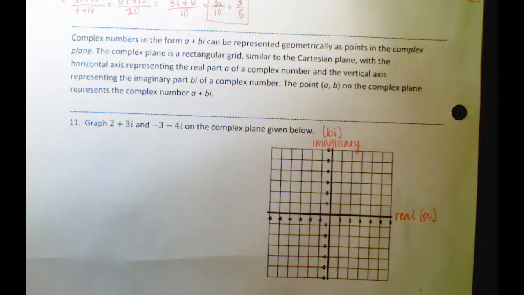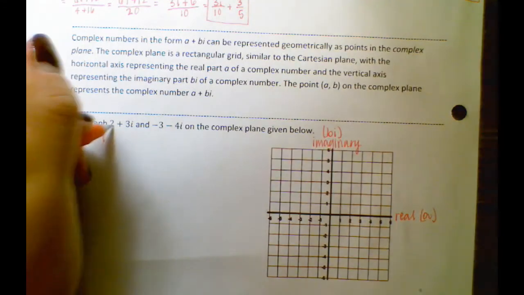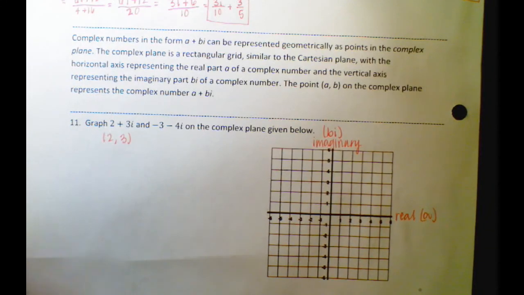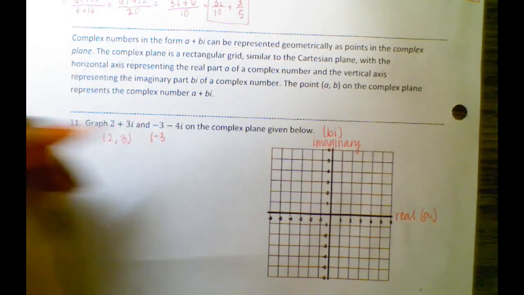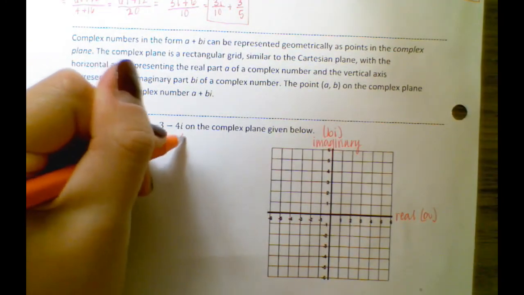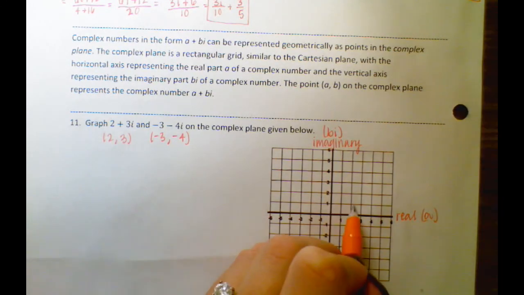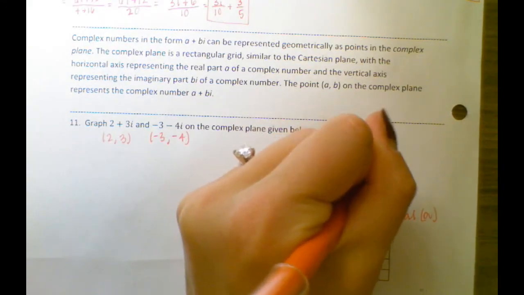So number 11 says graph 2 plus 3i and negative 3 minus 4i on the complex plane given below. So this coordinate point, it's just the a and the b term. Well, my a term is 2 and my b term is 3. Okay? And then this coordinate point, my a term is negative 3 and my b term is negative 4. So you're going to graph this just like you would an xy value. Okay? So let's do 2, 3 first. So I'm going to go 2 to the right, up 3. And that is your 2 plus 3i.